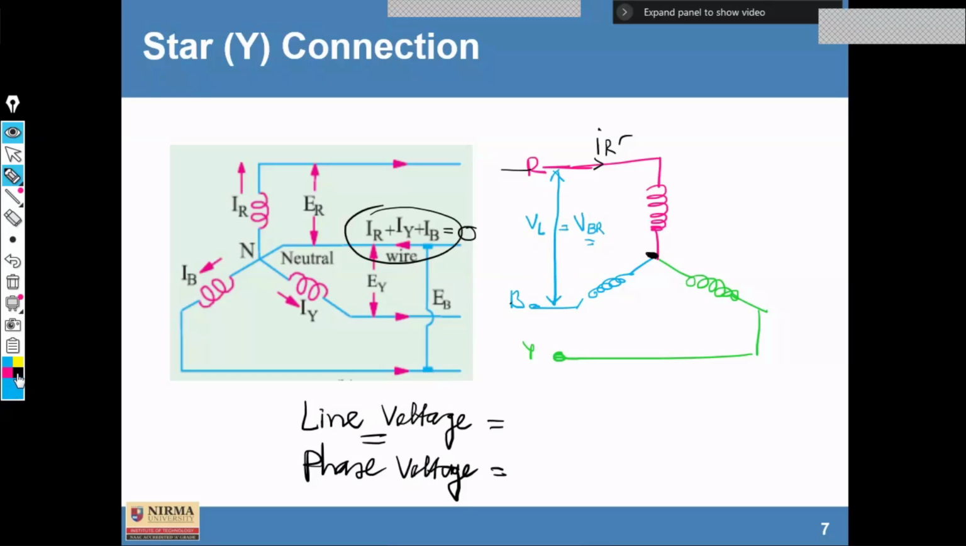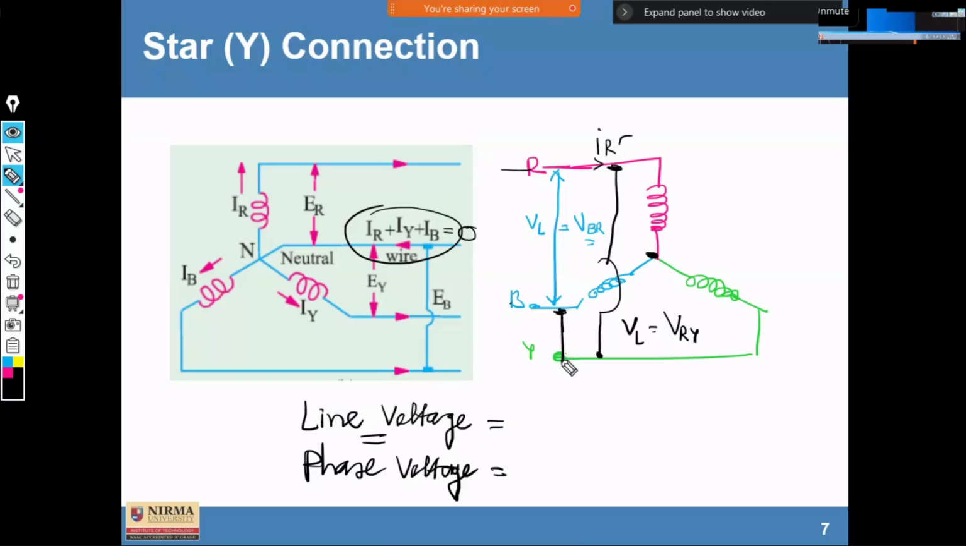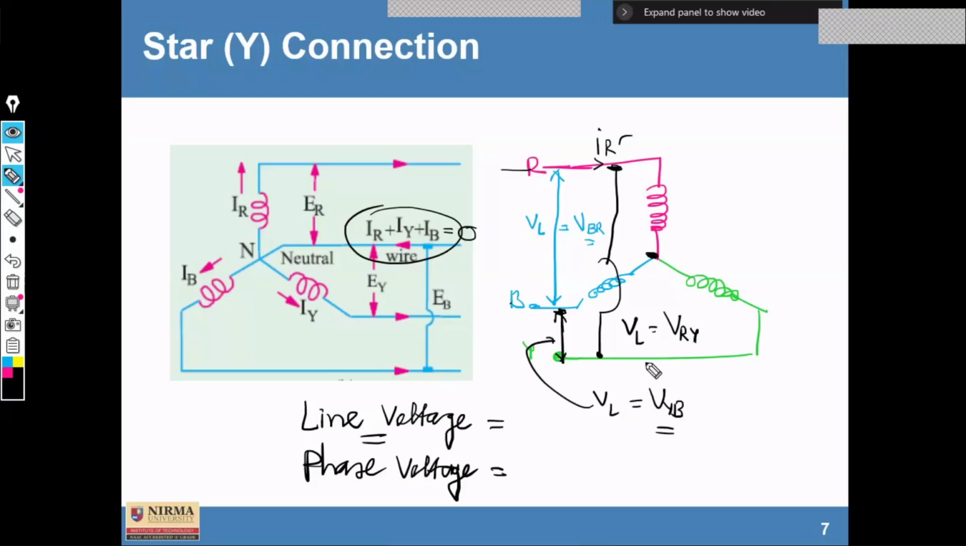Similarly, another voltage between the R phase and Y, that is also VL, or we can say VRY, the voltage between R and Y. And similarly, we can have another voltage between Y and B, that is also VL, or we can say VYB. Clear? So line voltage is always between two lines.